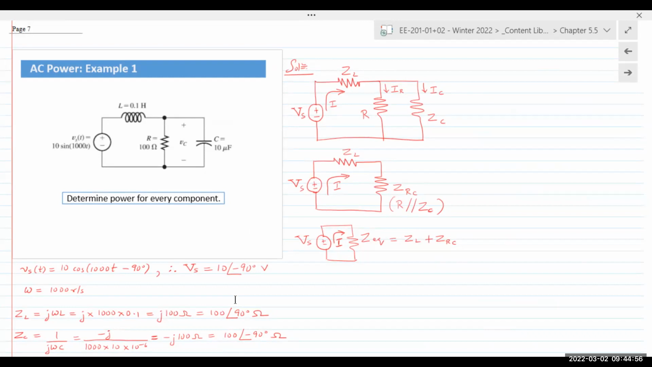We have 3 components again, similar to the previous one. We have inductor, resistor, and capacitor. Draw the equivalent impedance diagram as a first step. Equivalent impedance diagram is right here.